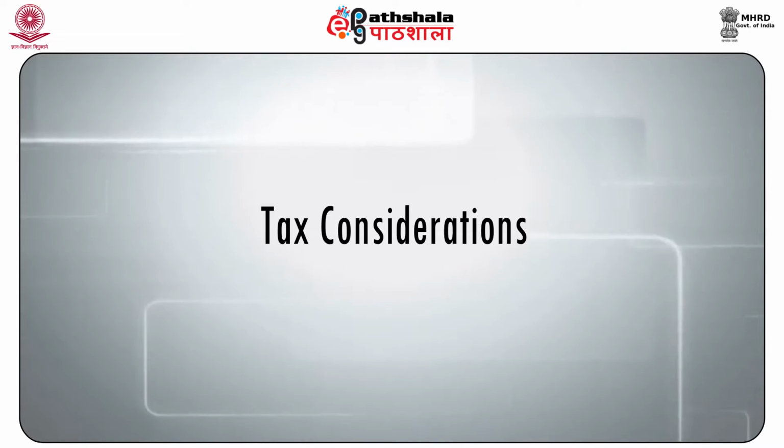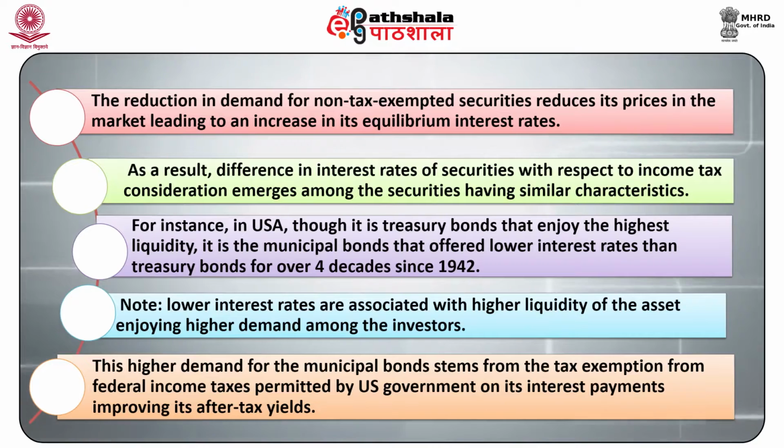And this overall assessment of the position of the borrower is done by certain agencies known as investment advisory firms, disseminating default risk information through ratings. The investors confer the name investment grade security to the securities that have relatively low risk of default, and junk bonds to the securities with higher default risk. Next, tax considerations. The reduction in demand for non-tax exempted securities reduces its prices in the market, leading to an increase in its equilibrium interest rates.